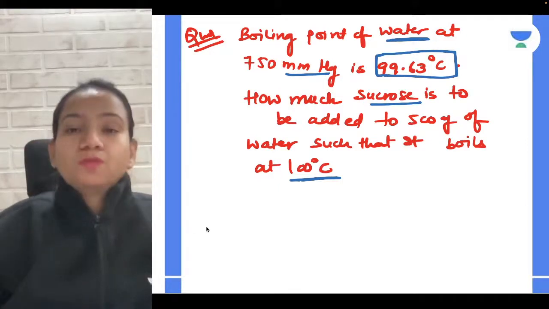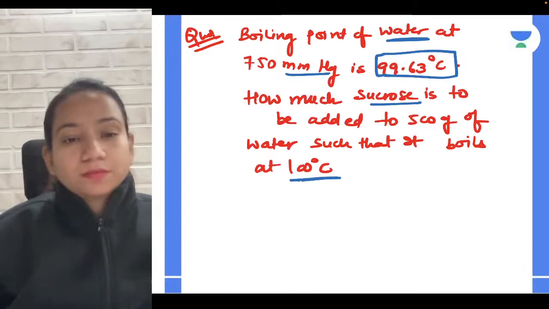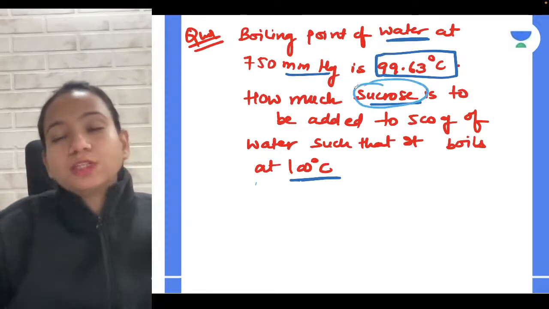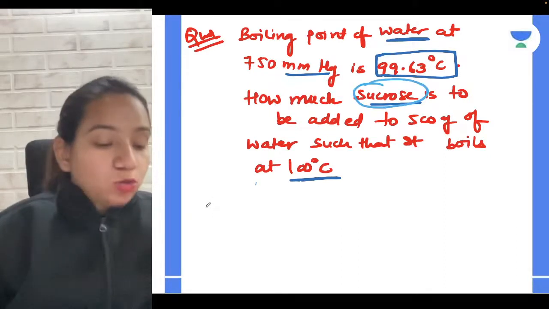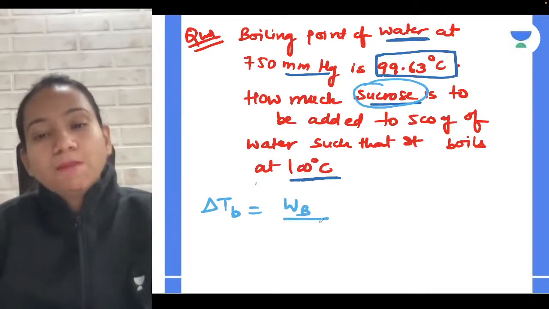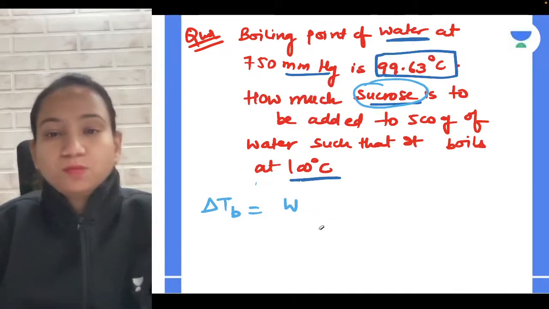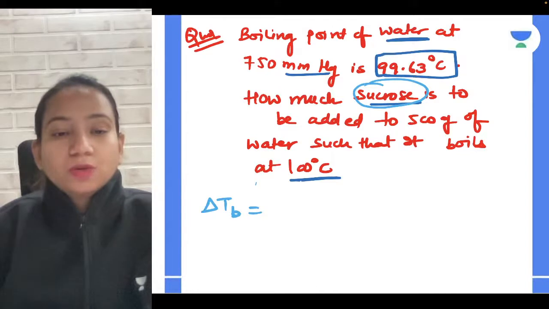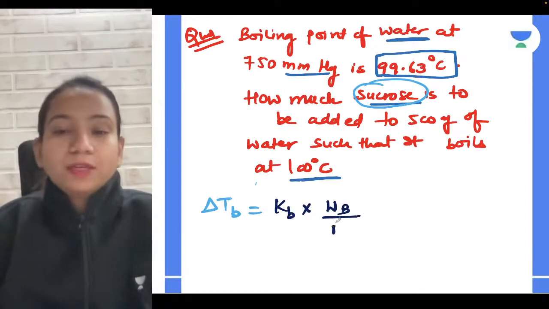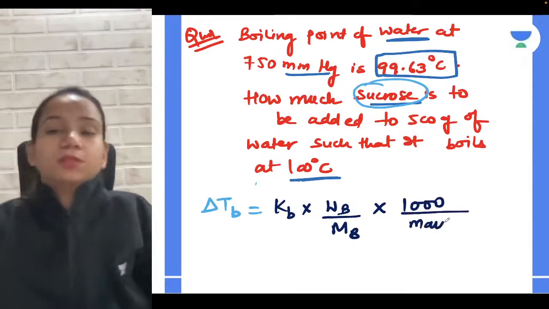So what we have got to know is a simple thing: I have to calculate how much sucrose is to be added. So I have to calculate the amount of solute which has to be added. You know the formula, delta TB is equal to KB into molality. Before that, obviously there is a KB, right? So we write molality as WB by MB into 1000 divided by mass of solvent in grams.